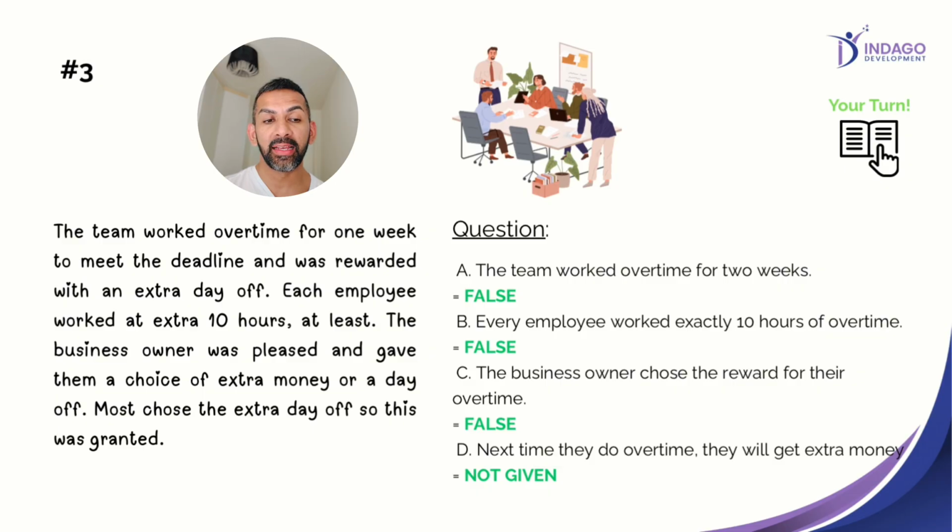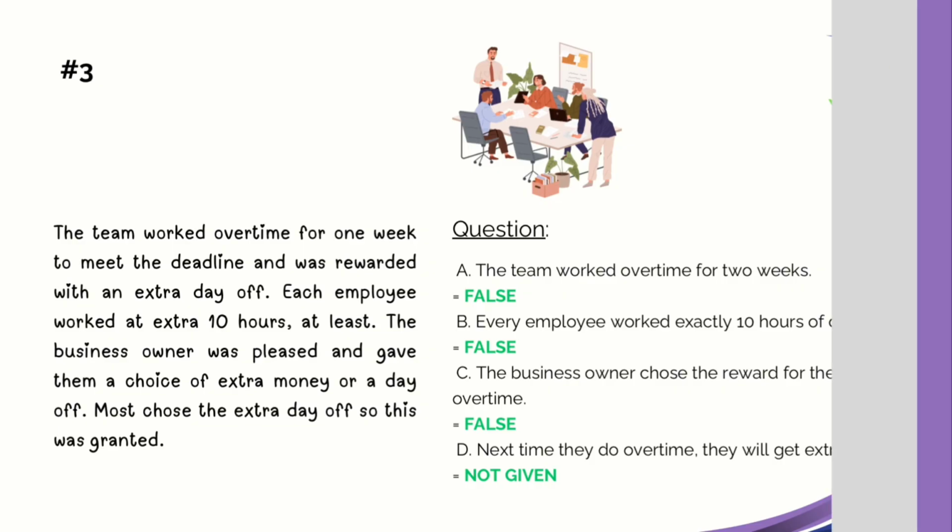C, the business owner chose the reward for their overtime. That's false. It says he gave them a choice. The business owner gave them a choice of extra money or a day off. So it was their choice, not the business owner's. Last one. Next time they do overtime, they will get extra money. Well, there's not enough information there for us to know that. So it's a not given. They may not. We simply do not know.